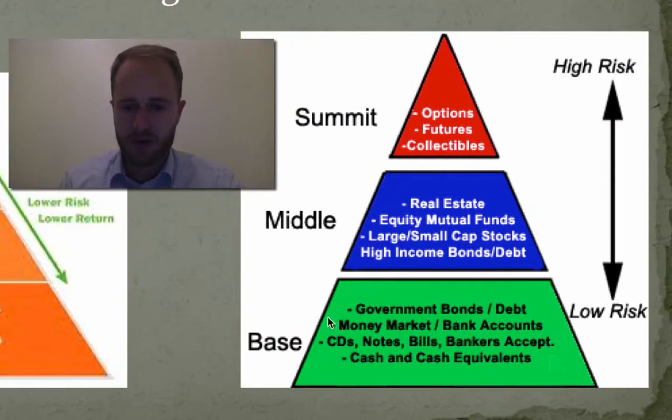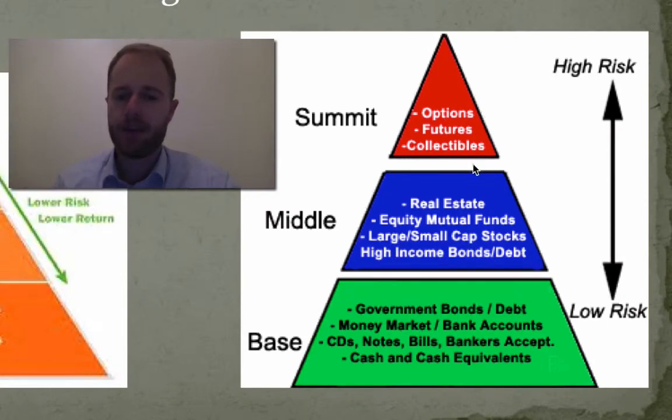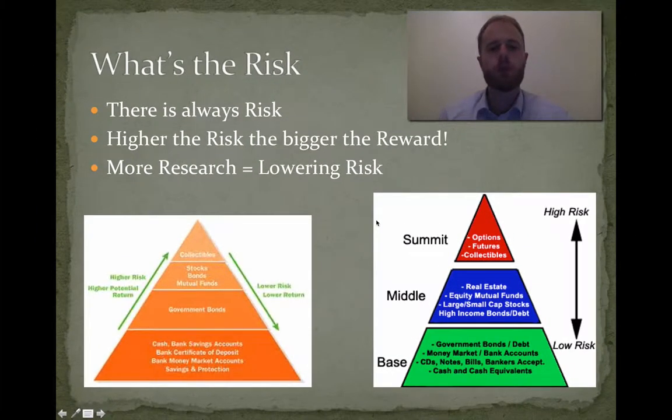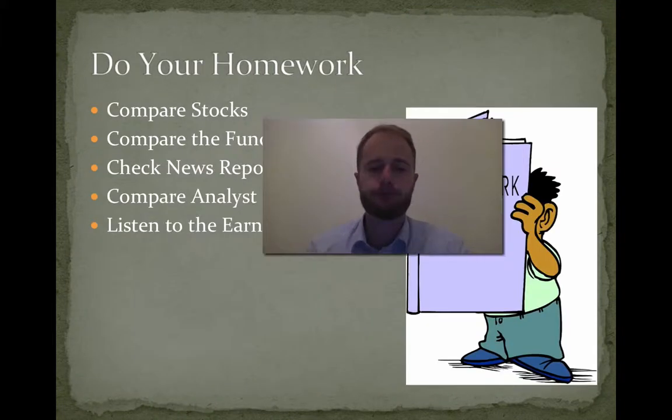Some examples of low risk investments are government bonds, money markets, CDs. Middle risk, you have real estate, mutual funds, large company stocks, and then those high risk are going to be like options and futures. We won't really be doing collectibles, or also speculative stocks is another one. So one way to really lower the risk is to make sure to do as much homework as possible and really know what you're investing in.